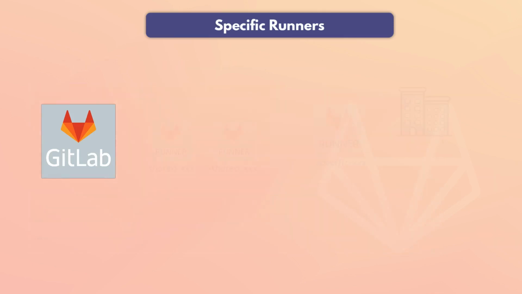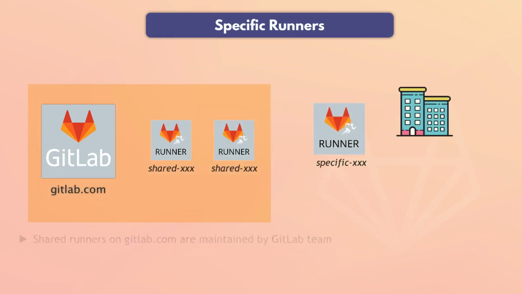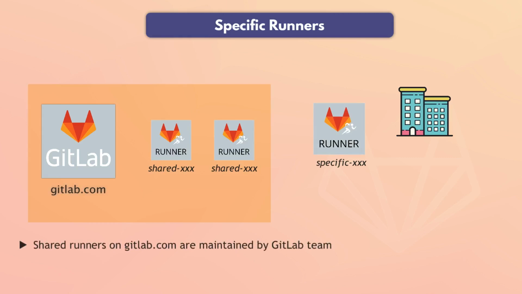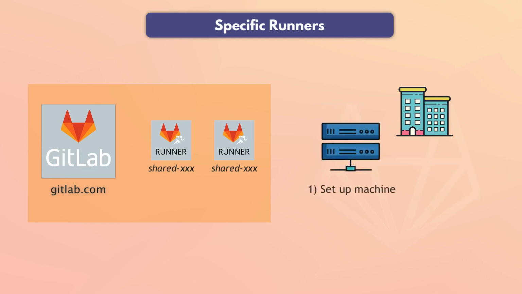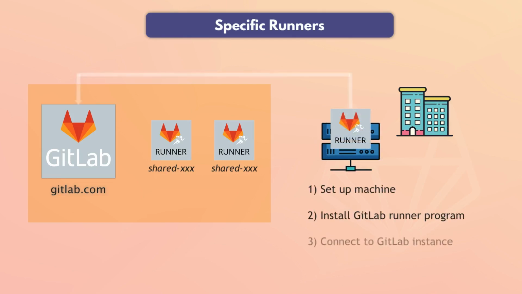And while shared runners on GitLab.com are managed by GitLab itself, the specific runners will be self-managed. So if I want to configure specific runners for my projects on GitLab.com, then I have to manage them, create them, and so on myself. So these are self-managed runners. And this means I will set up the machine, install a GitLab runner program on it, and connect it to the GitLab server instance. And now I have my self-hosted runner. And it's actually pretty simple to do.